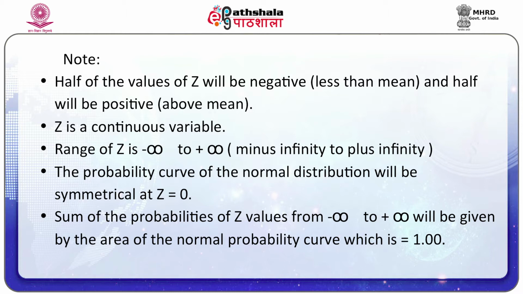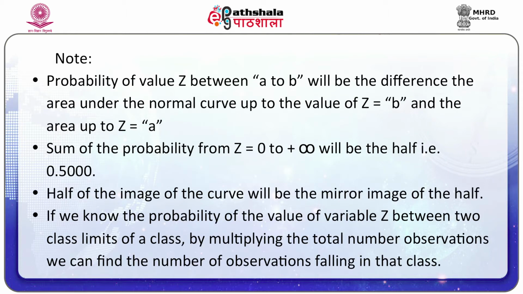The probability curve of the normal distribution will be symmetrical at z equal to 0. The sum of the probabilities of z values from minus infinity to plus infinity will be given by the area of the normal probability curve, which is equal to 1. Probability of z value between a to b will be the difference of the area under the normal curve up to the value of z equal to b and the area up to z equal to a.